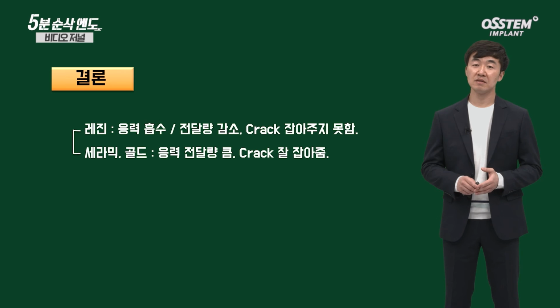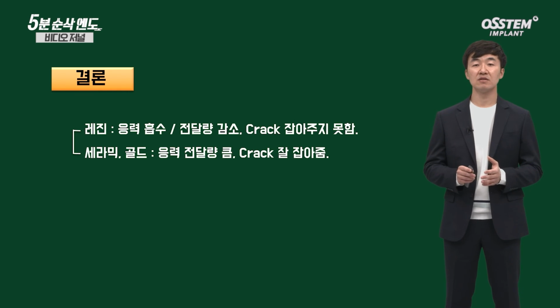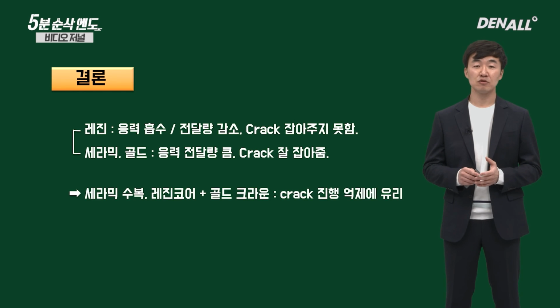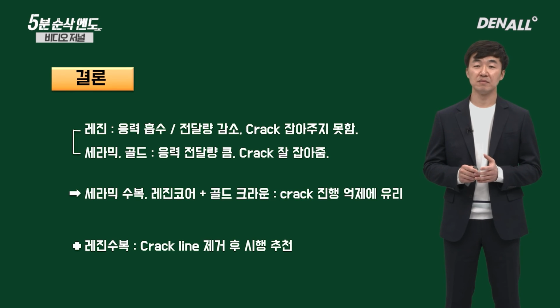I would like to move on to conclusion. Resin has low elastic modulus and absorbs the stress and delivers less stress. However, it does not stop progression of crack. In the case of ceramic and gold, it does not absorb stress and it is delivered to below, but it can contain the crack. Ceramic restoration or gold crown accompanied by resin core, it can be favorable to stop progression of the crack. Resin restoration can be useful as well. However, in the case, you need to minimize crack line as much as possible.